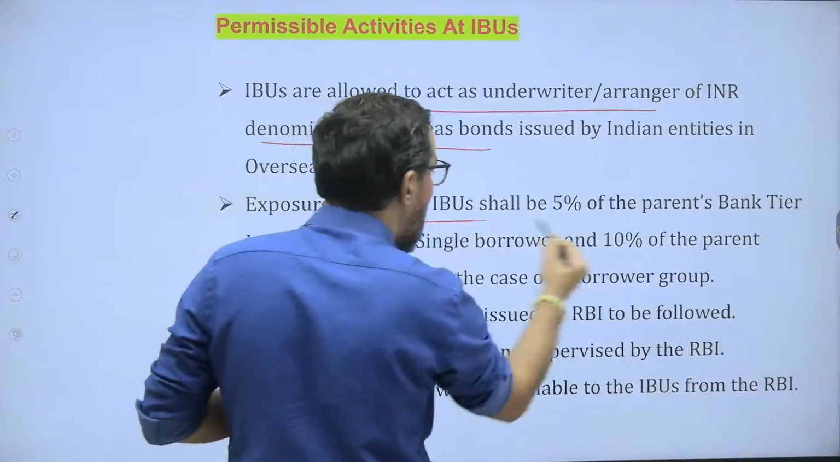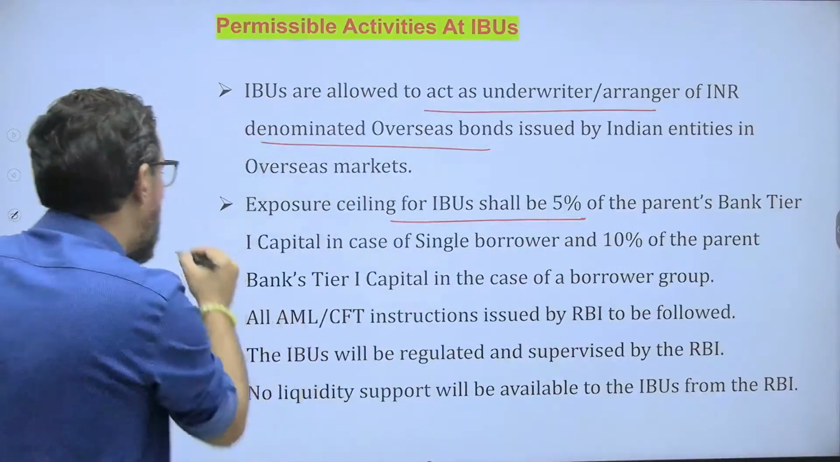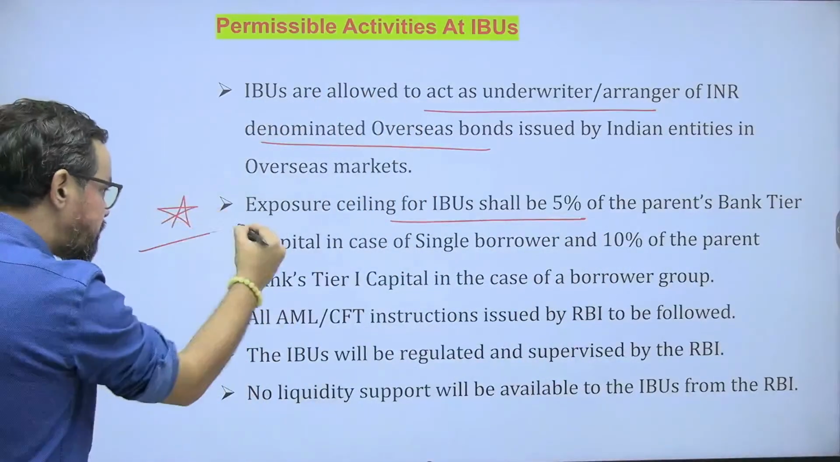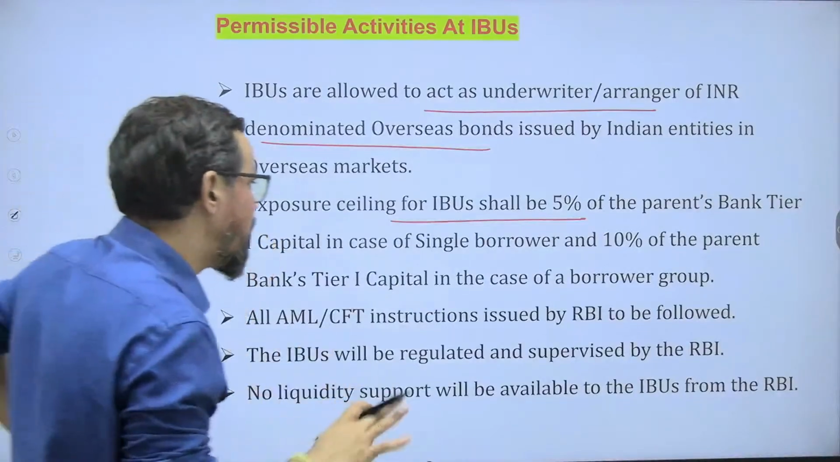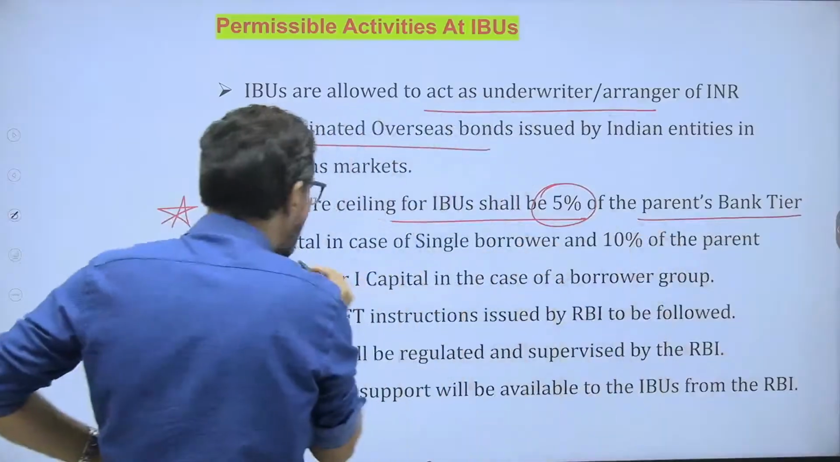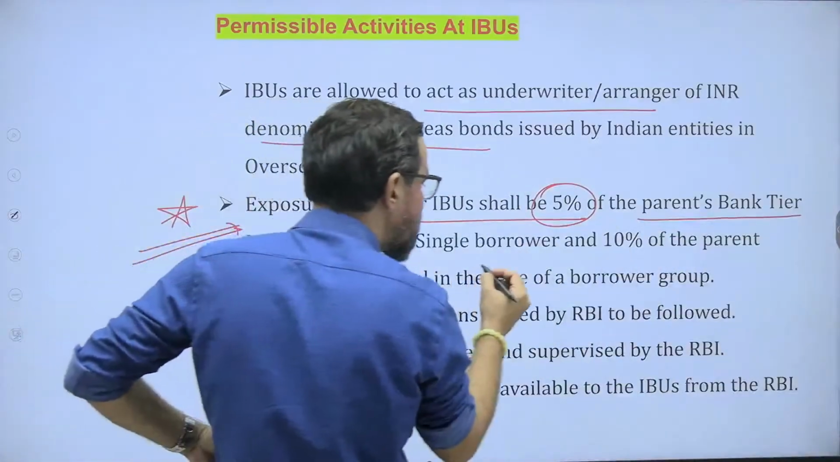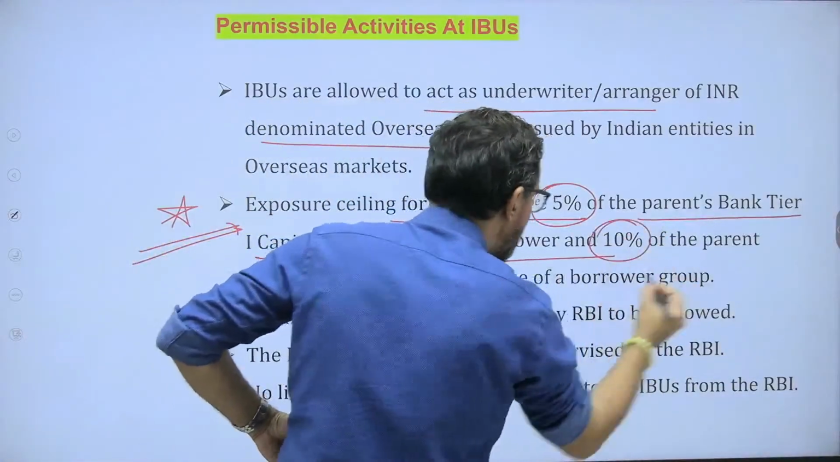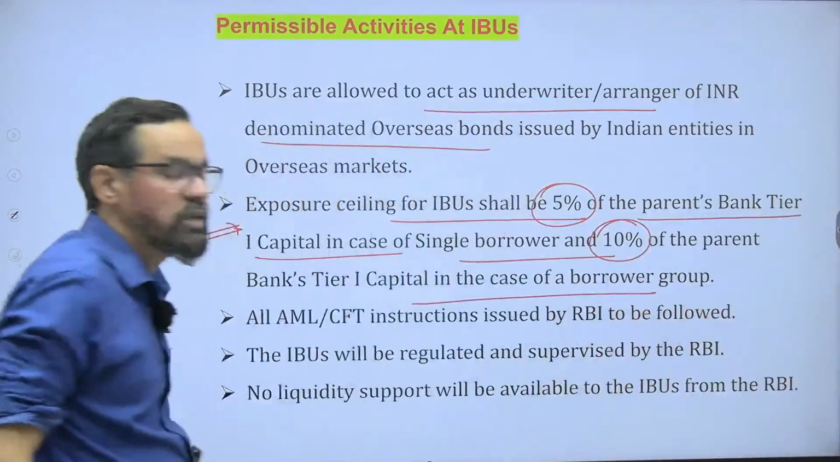Exposure ceiling for IBU sell. This point is very important. So the exposure ceiling for IBU shall be 5% of the parent bank's Tier 1 capital in case of single borrowers, 10% in case of group borrowers. Okay? This is very important.